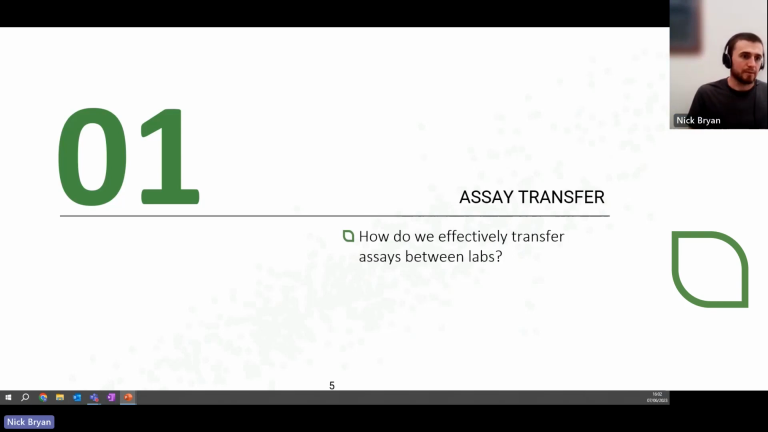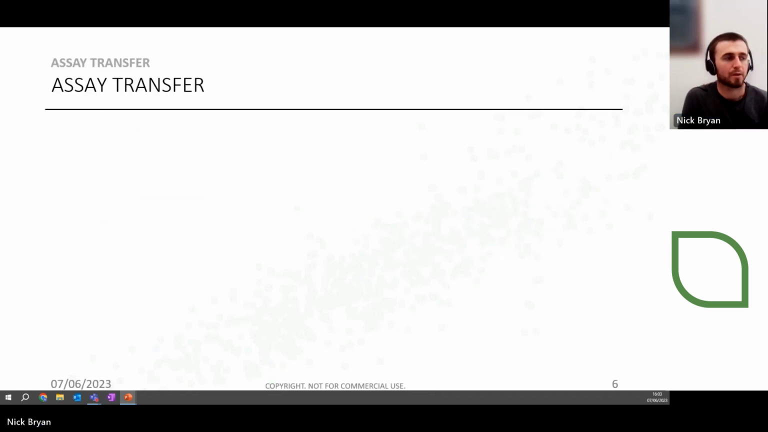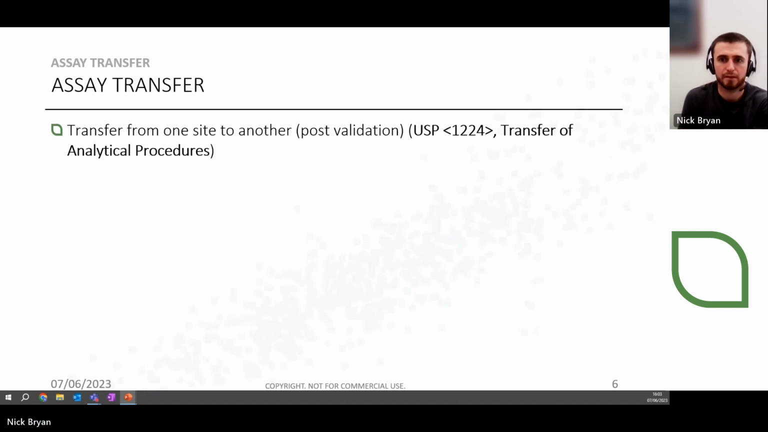First part, as I mentioned, we'll talk about assay transfer and how we effectively transfer an assay between labs. Transferring an analytical procedure, which is sometimes just abbreviated to TAP or method transfer, is a documented process.